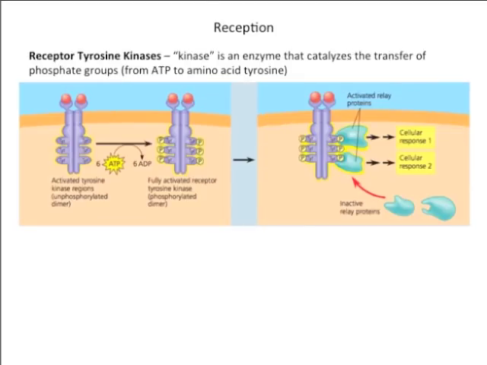Then there's receptor tyrosine kinases. A kinase is an enzyme that catalyzes the transfer of phosphate groups from ATP. So adenosine triphosphate changes to adenosine diphosphate when it goes through hydrolysis. Hydro, water, lyse, break. Hydrolysis is water breaking off one phosphate ion from ATP and making that adenosine diphosphate, di meaning two, and of course tri meaning three, like a tricycle.